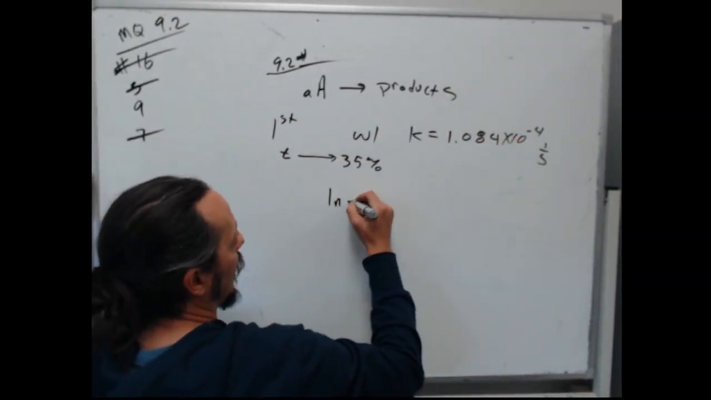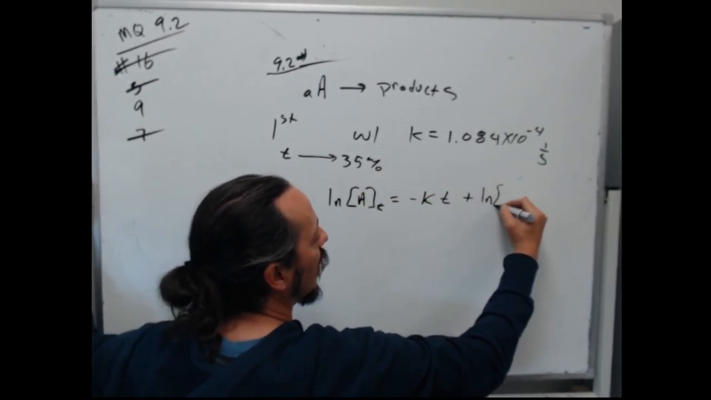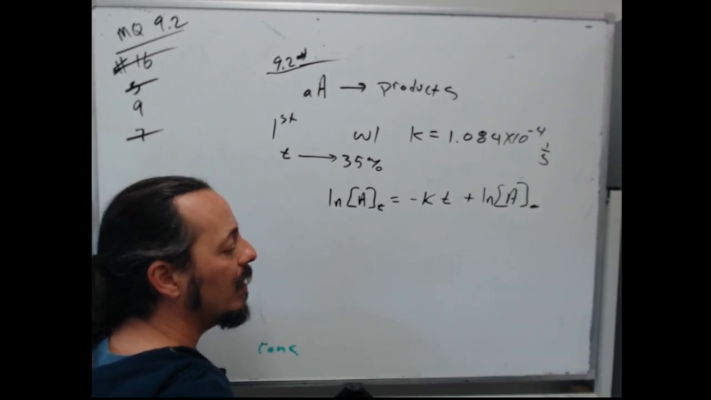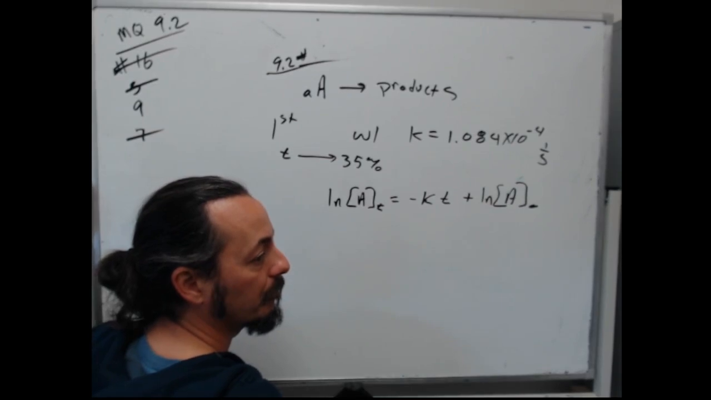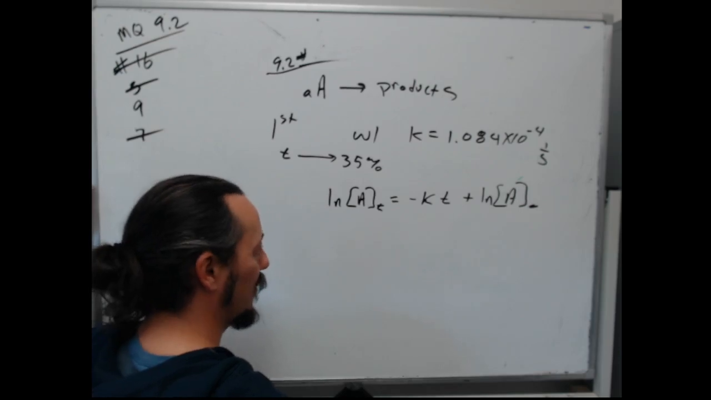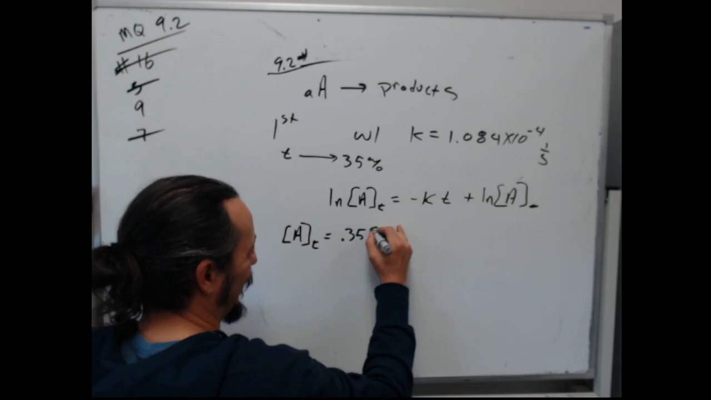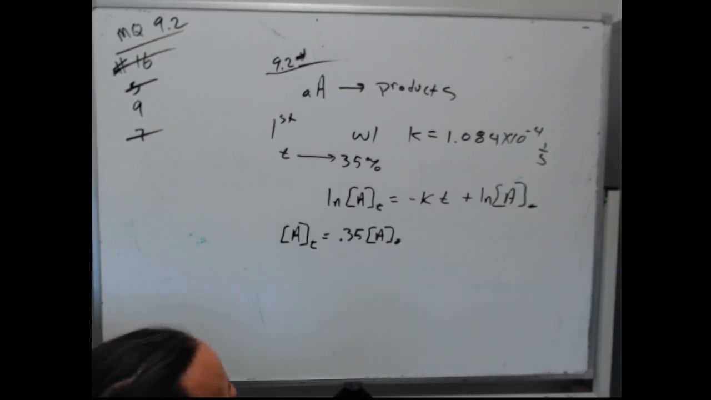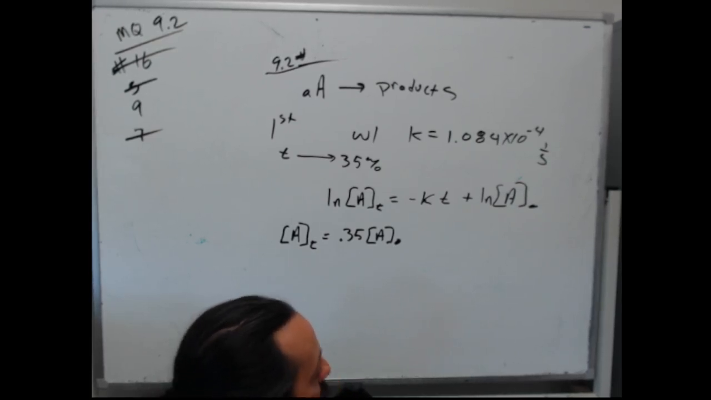So this is first order, which means it's going to be natural log of A at time t is equal to negative kt plus natural log of A naught. And I want to get to 35% of my original. How could I write 35% of my original? 0.35 times A naught. Plug that in and solve. If we leave it as 0.35 A naught, we get some really nice mathematical tricks. Plug it into the integrated rate law.